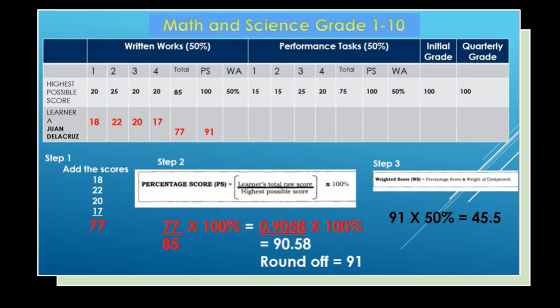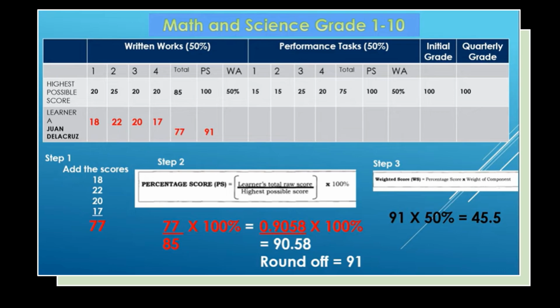For step 1, we need to add the raw scores of Juan de la Cruz. So we have 18, 22, 20, and 17. And that totals to 77. So we put 77 in the total column.